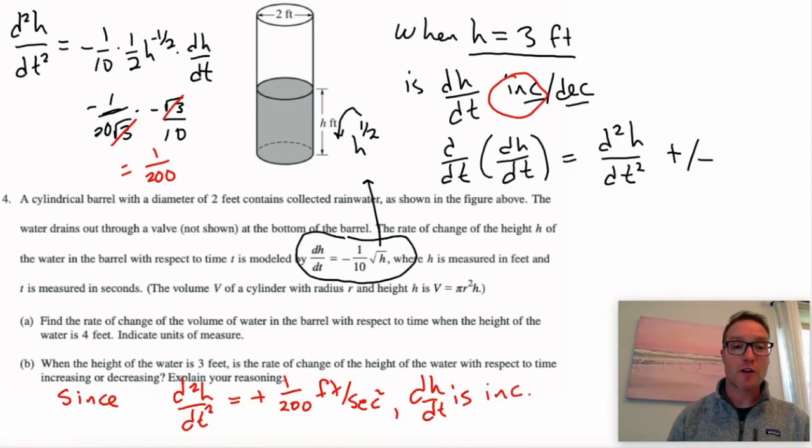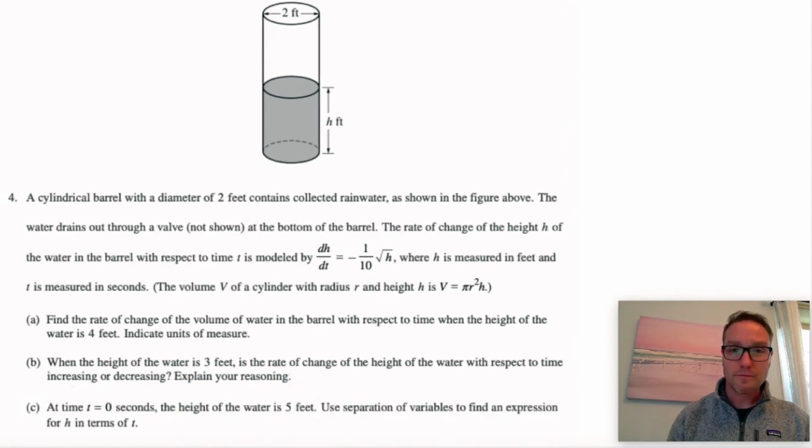All right, on to part C. So part C says, at time t equals 0, the height of the water is 5 feet. So that's the initial height. h of 0 equals 5 feet. I'm going to write that down.